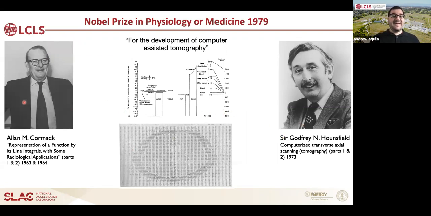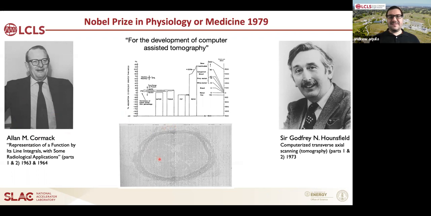Interestingly enough, since I'm a physicist, Alan Cormack was actually doing this on a sabbatical. He did these calculations and kind of forgot about it for many years until he won the Nobel Prize, because that wasn't what his primary focus was.